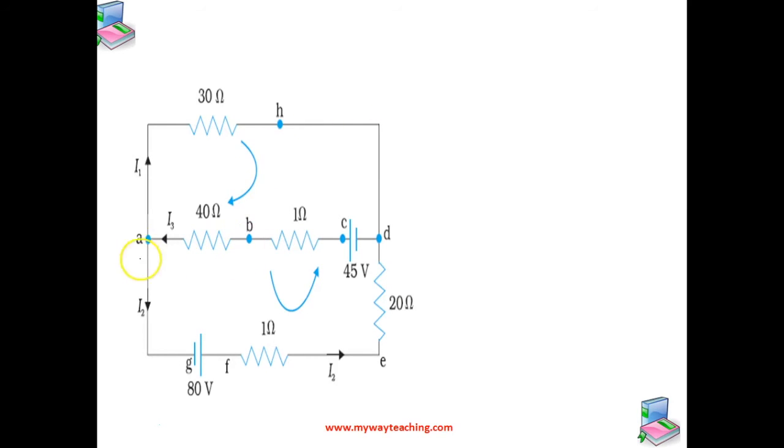See here, if you consider this as a junction A, then we can write from Kirchhoff's first rule the sum of the currents entering the junction. So here I3 is entering this junction. So I3 is equal to the sum of the currents leaving the junction, that is I1 plus I2. This is what the first rule of Kirchhoff says. Okay.